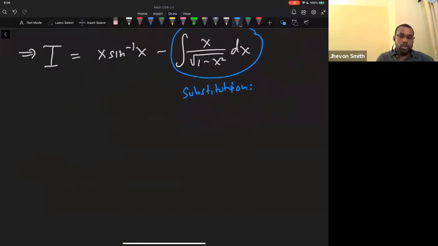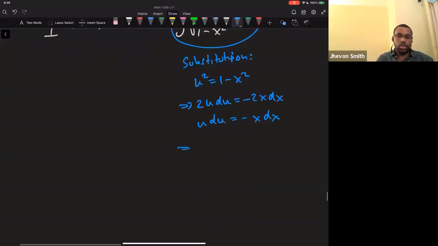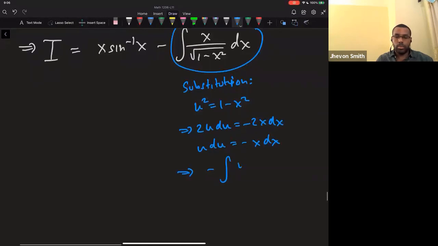So I would do something like u squared is equal to 1 minus x squared. This means that 2u du is equal to minus 2x dx. And so u du is equal to minus x dx. And so my integral is going to be minus u du replaces the x dx, and that guy's just going to be u.